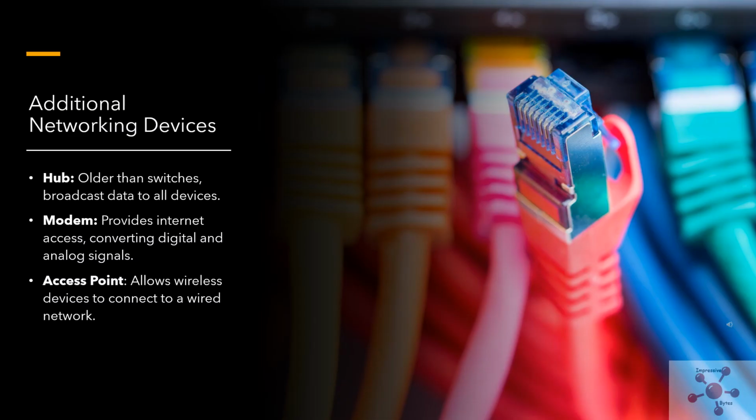Additional networking devices. Our digital ecosystem isn't just routers, switches, and firewalls. We have hubs, often seen as predecessors to switches, which broadcast data indiscriminately to all devices. There are modems, translating digital and analog signals to connect us to the internet. And then, we have wireless access points, the invisible bridges that allow our smartphones, tablets, and other wireless devices to connect seamlessly to wired networks. Each of these components, though sometimes overlooked, are foundational to our modern digital experiences.